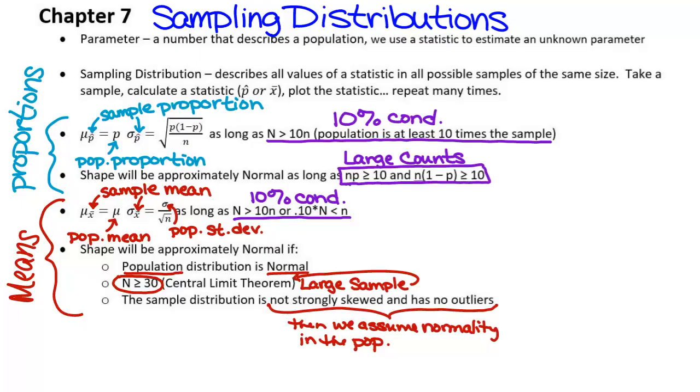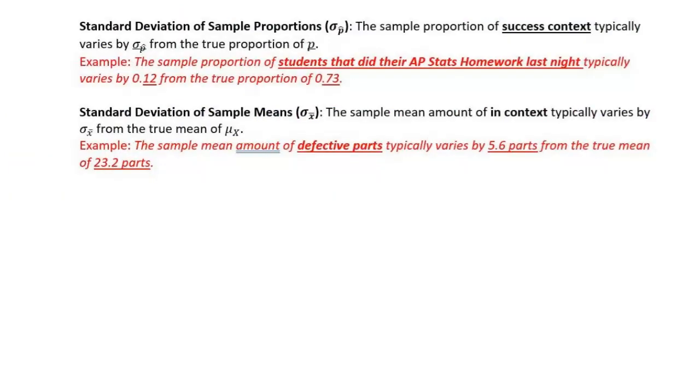Does this feel familiar? Hopefully it's the proportions that feel a little bit rustier than the sample means. But we've talked about how to meet our normality condition, how to meet our 10% condition. We haven't talked about the random condition right here, but we get into that with confidence intervals and significance tests.